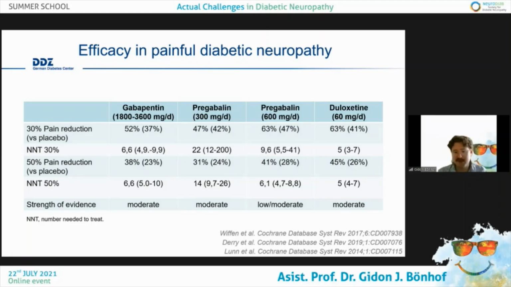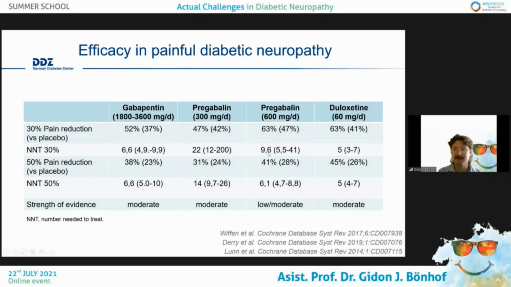And if you look here, you have pregabalin 300 milligrams a day, which is quite a good dosage. It's a quite high dosage. You need 22 patients to have a significant effect. So that's not that good, but you can also increase the dose up to 600 milligrams a day.